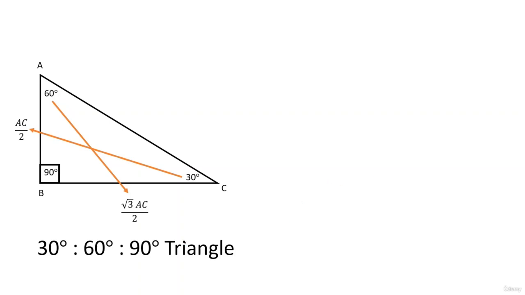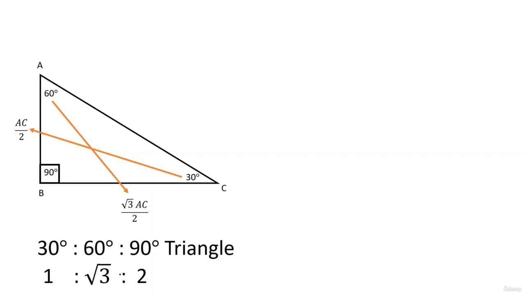So guys, what is the value of the side opposite to 30 degrees? Its value is AC divided by 2. What is the value of the side opposite to 60 degrees? Root 3 AC divided by 2. And 90 degrees is the hypotenuse, right? Which side is opposite to 90 degrees? AC itself, right? So cancelling out AC, and multiplying by 2, you get the ratio of sides as 1 is to root 3 is to 2, guys.